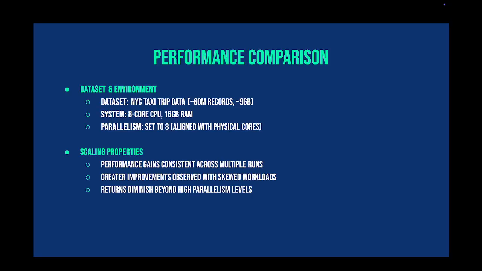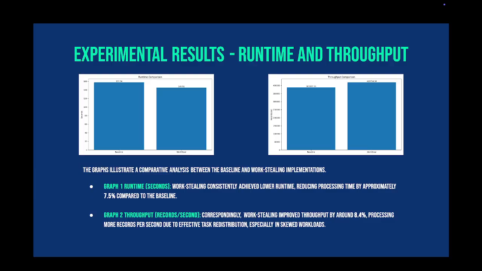For my experimental evaluation, I used NYC taxi trip data. Tests were conducted on an 8-core CPU with 16 GB RAM, matching physical cores with a parallelism of 8. Multiple runs showed consistent performance improvements with greater benefits observed under highly skewed workload scenarios. The results clearly demonstrate the advantage of work stealing. Runtime improved by approximately 7.5%, meaning the system completed processing tasks notably faster. Throughput increased by about 8.4%, processing significantly more records per second. These improvements highlight the effectiveness of dynamic task scheduling, especially in real-life scenarios.